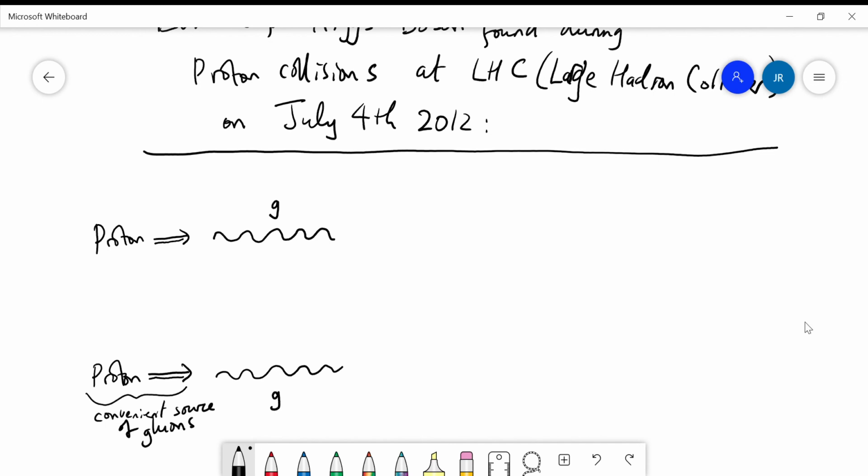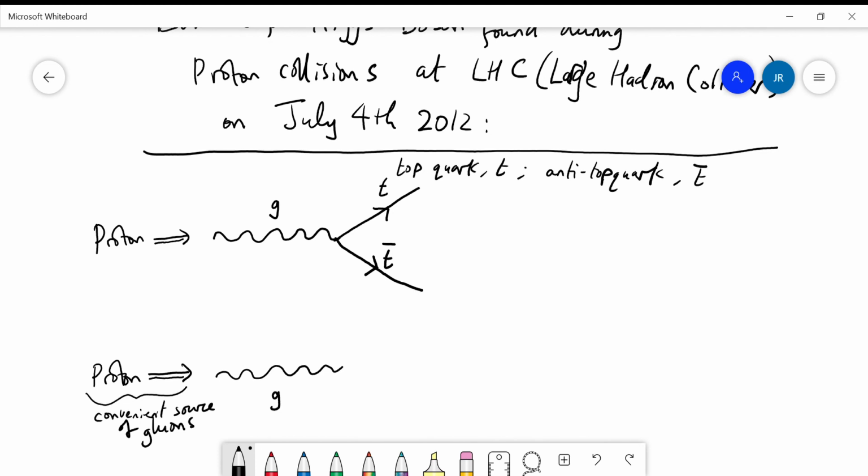And these gluons can spontaneously split into a variety of things, but the thing to look out for is when they split up into highly unstable top quarks. So a top quark and an anti-top quark. So this is a top quark T and an anti-top quark T with a line over it. So a particle and an antiparticle.